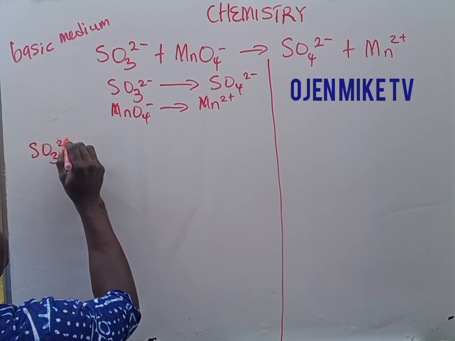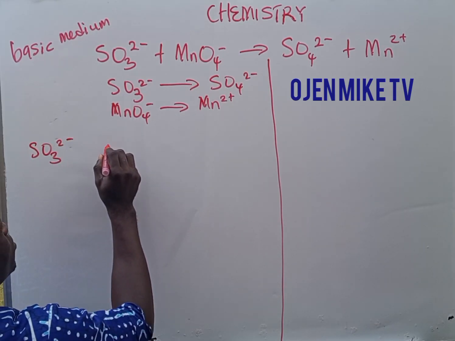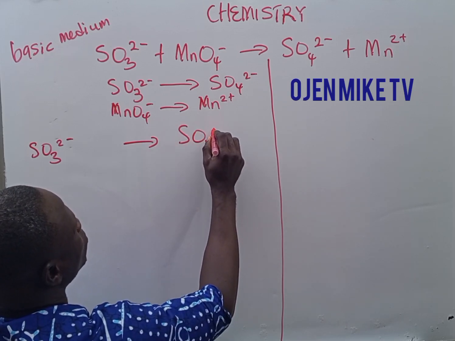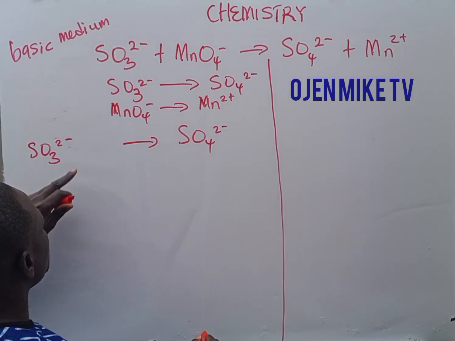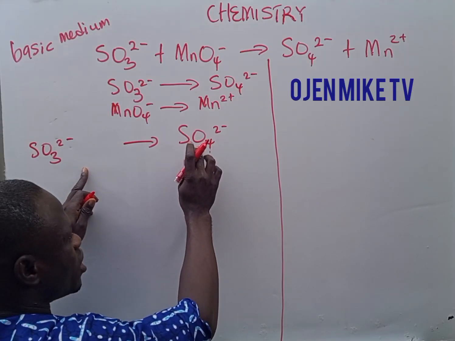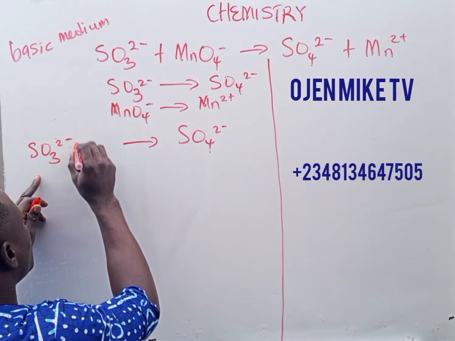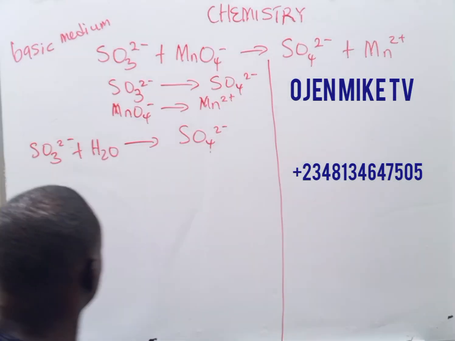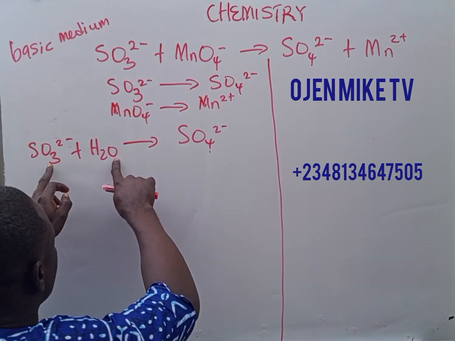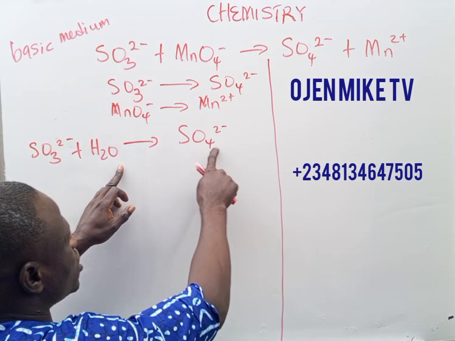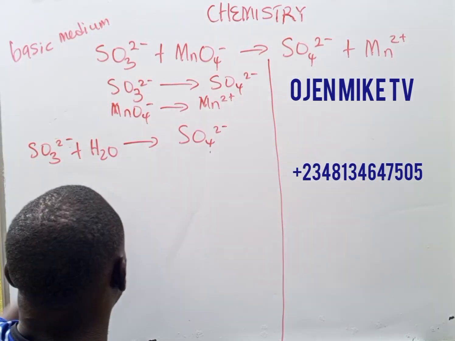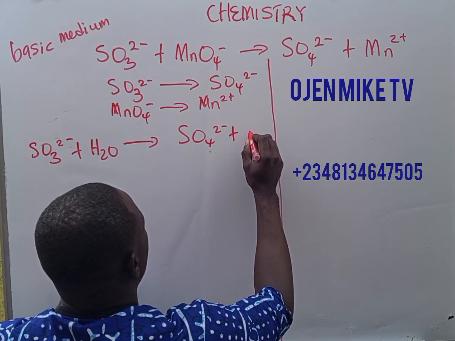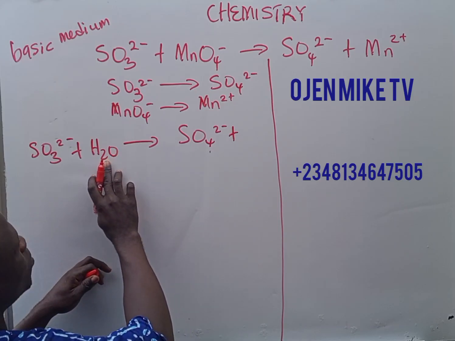SO3 2 minus will react to give you SO4 2 minus. So here, since oxygen is 4 here and oxygen is 3 here, we need to add water, H2O. Do you get that? So that oxygen here is now 3 plus 1 gives us 4. Oxygen now is balanced. So what is now left is hydrogen. We are going to add our hydrogen here. Hydrogen will be 2.